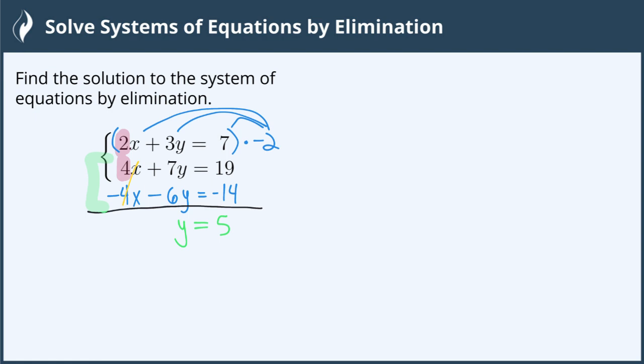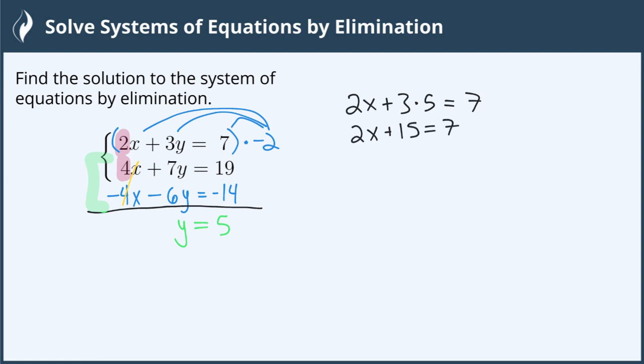So now we need to figure out what our x value is. What we're going to do is take one of our two original equations and substitute the y into it. So I'm going to just use the top one. You could use either one. But instead of saying 2x plus 3y, I'm going to say 2x plus 3 times 5 equals 7. Then I multiply the 3 and 5 together to get 15.